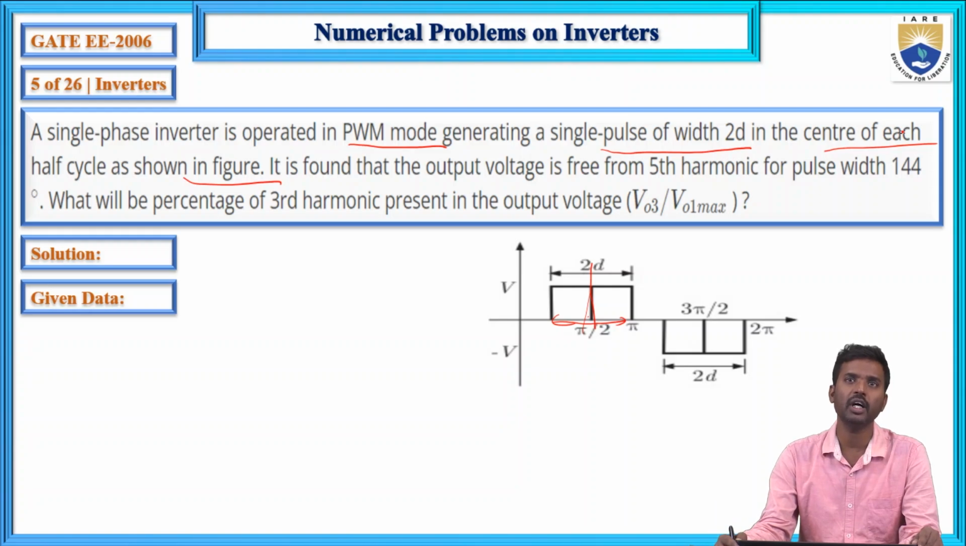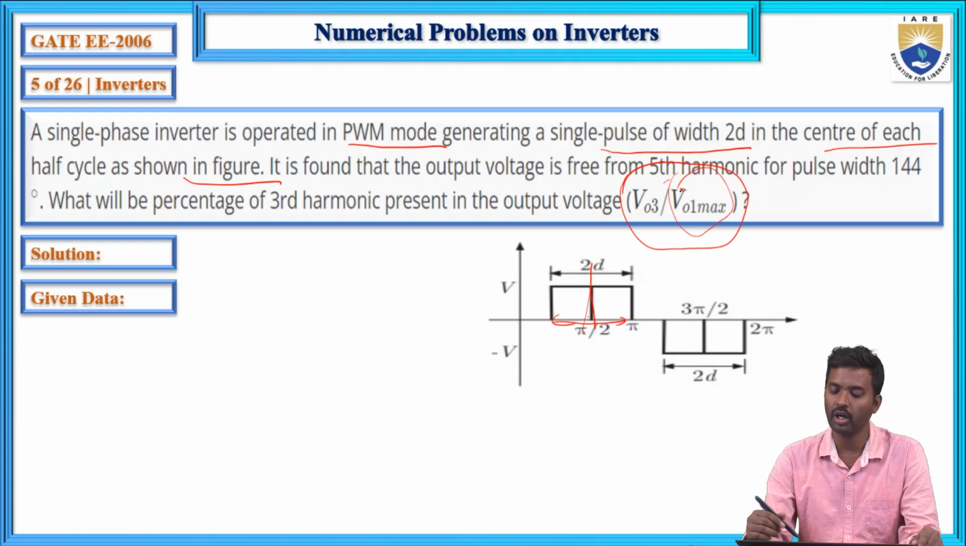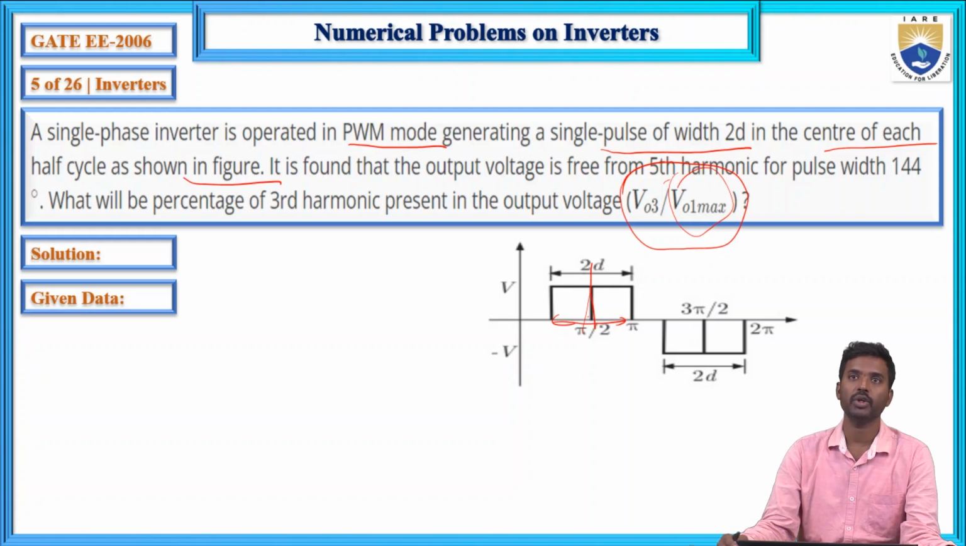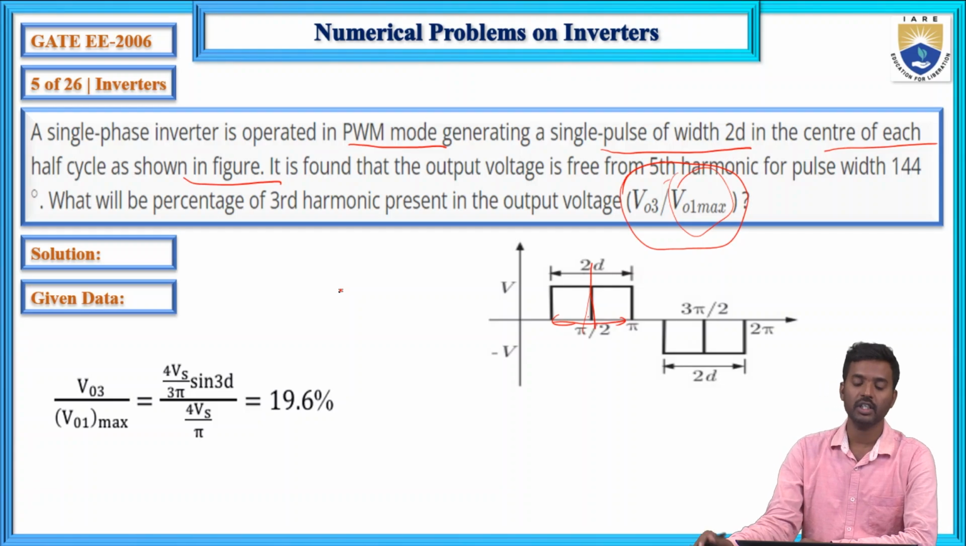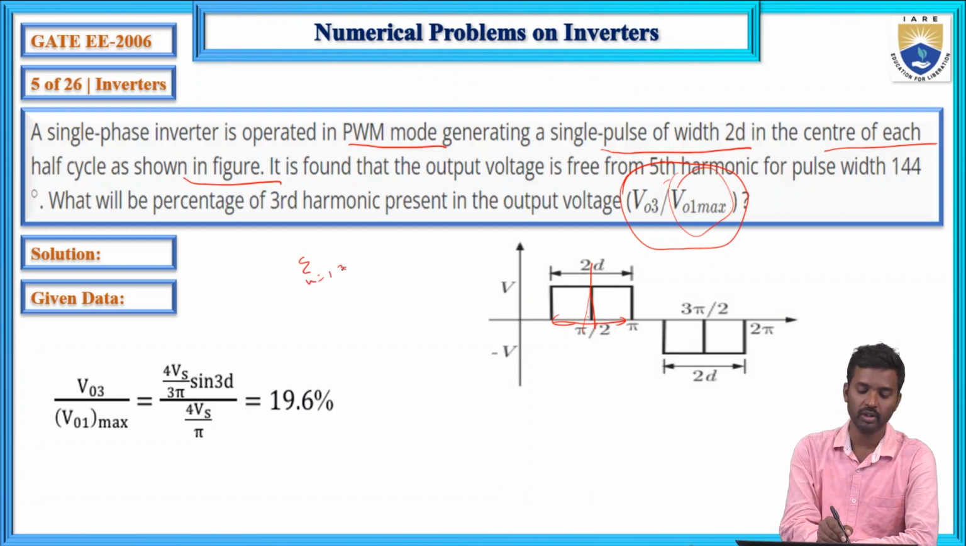So what will be the third harmonic percentage in the output voltage? Output voltage means here V03, third harmonic by fundamental harmonic, in that maximum voltage. So first calculate the third harmonic component of the output voltage and the fundamental component of the output voltage. So now here we know the formula very well. That is from the Fourier series equation, sigma n equals 1, 3, 5 to infinity, 4 Vs by n pi sin nD sin n pi by 2.